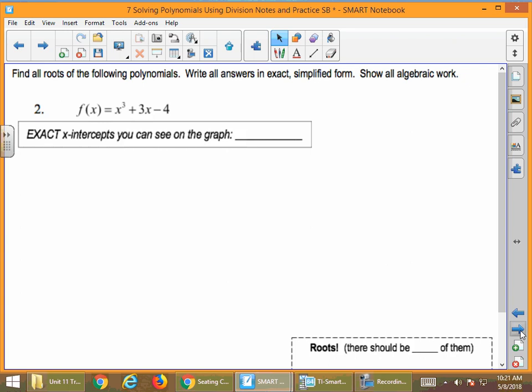But if we do flip our paper over here, before we get going in this problem, it says find all roots of the following polynomials, write all answers in exact simplified form, show all algebraic work. How many roots are we looking for in this one? And we're looking for 3, because our highest degree in this problem is a 3.